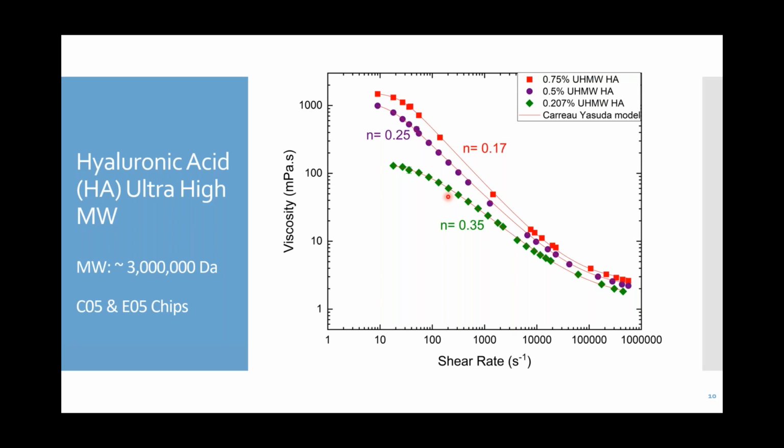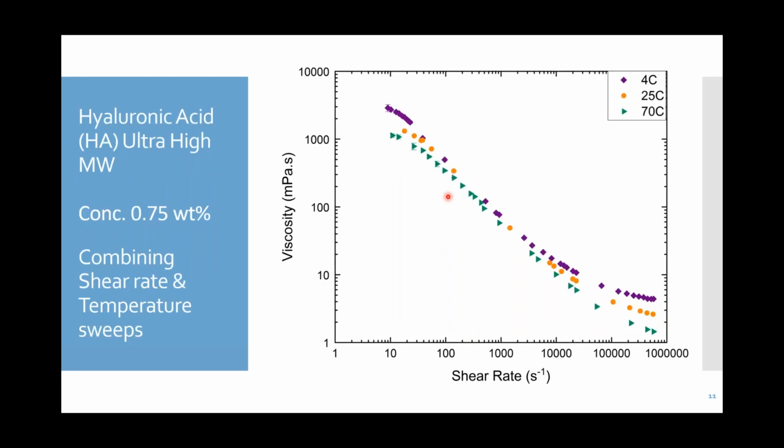For these high concentration samples, we combine CO5 and EO5 chips to cover a broader range of shear rates, and it worked very well. Having 2 chips allows us to cover a wider range of shear rates. This graph shows the combined shear rate and temperature sweeps for the 0.75 weight% hyaluronic acid at 3 temperatures of 4, 25, and 70 degrees C.